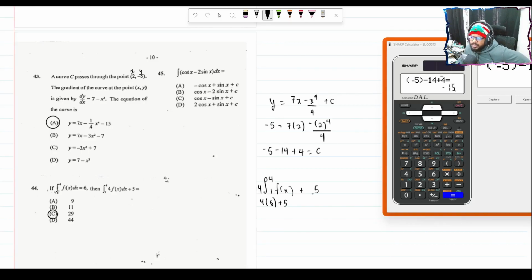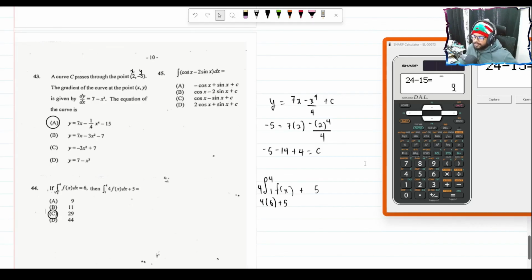And I wonder, boy, if they would have catered for this mistake to happen. This is going to be 5x between 4 and 1. So that's going to be 20 take away 5, which is 15. So we have 24 take away 15. They did cater for that mistake. Cool. So well done, CXC.